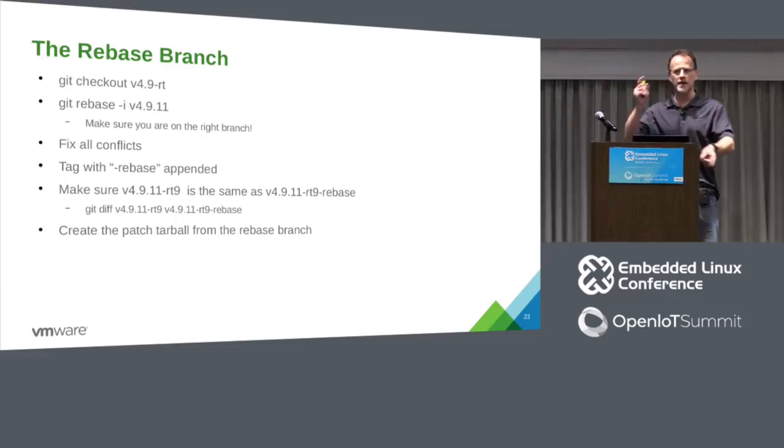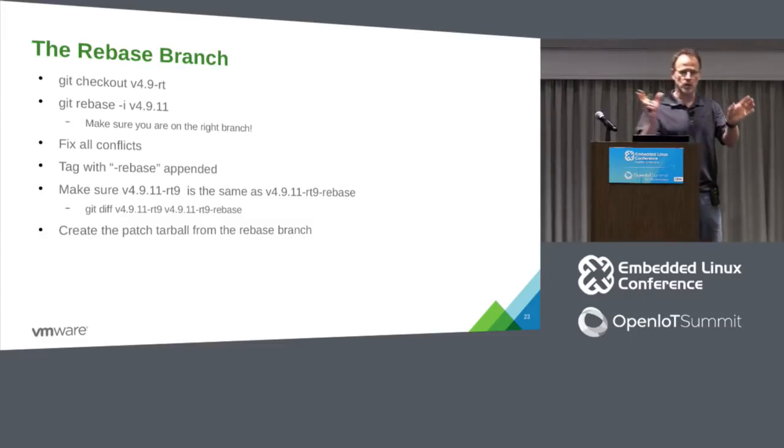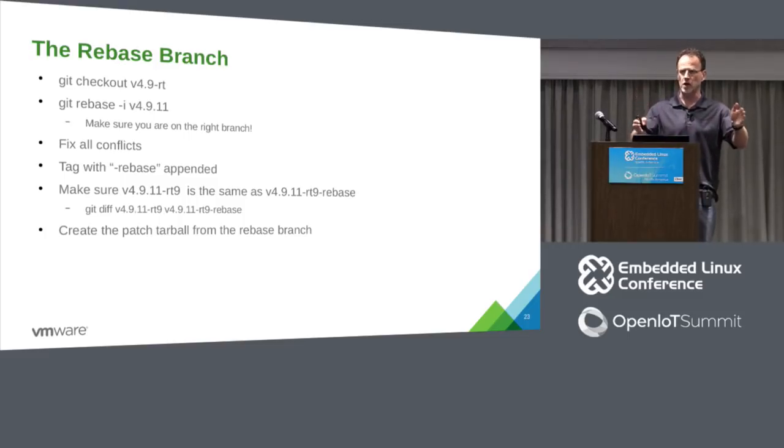The difference between the two branches, if you do a git diff between the non-rebase and the rebase branch, they're identical. There's nothing different in the code base. But how you got there is completely different. One is incremental. We applied a bunch of real-time patches, did a bunch of merges of stable, added some more real-time patches, did more merges, and so on and so forth. The rebase branch starts from the stable release, so 4.9.11 here, and it will actually have all the patches built on top of it. So when I make a quilt queue or whatever, I use the rebase branch to pull. I just say, give me all the changes from here to here, because I know they all will apply nicely when you guys download the code.